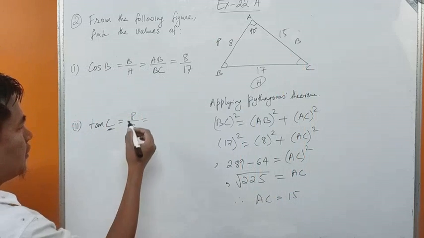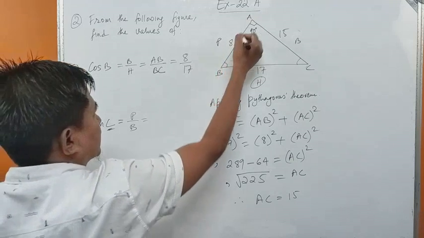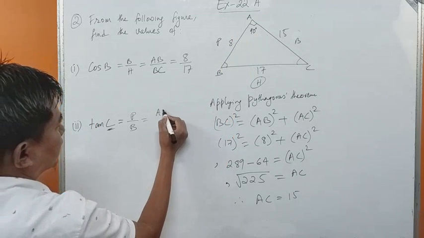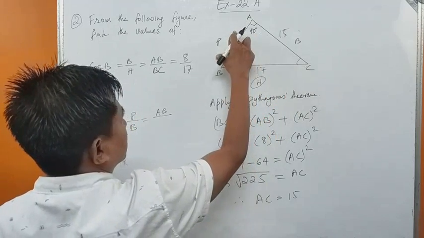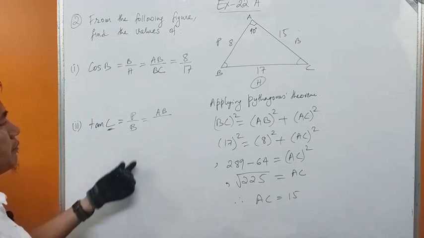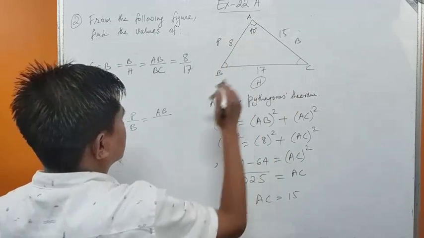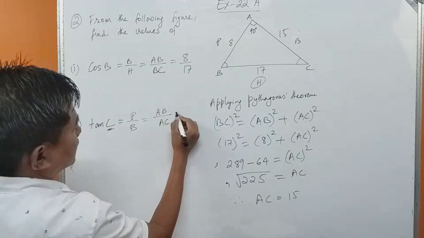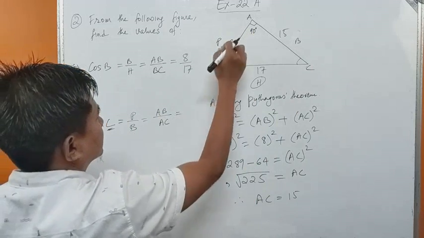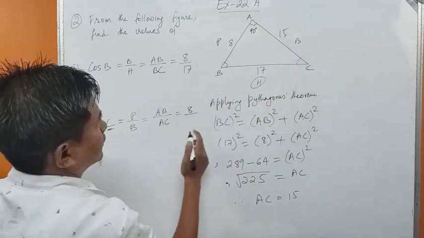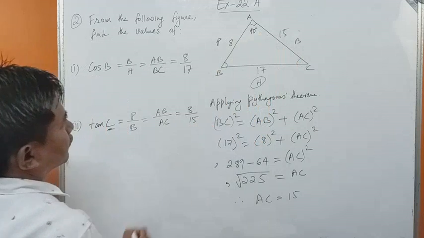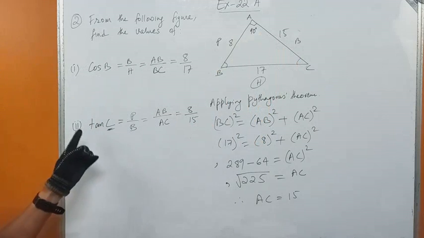Okay. What is perpendicular? Perpendicular is AB, because we are talking about this angle, so this becomes perpendicular and this becomes base. Base is AC. So AB is 8 and AC is 15. So 8 upon 15 is the answer for question number 2.